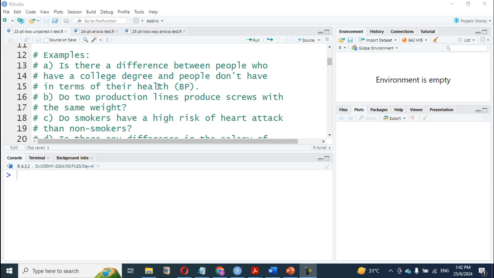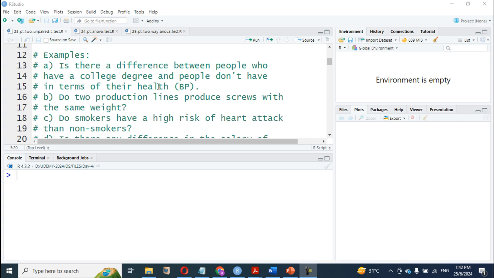Okay, so maybe you want to do another example. Maybe, do two production lines produce screws with the same weight? So we have weight now as our continuous variable, and we have production lines. We have two production lines that produce screws with the same weight. So that one automatically has two groups: production line A, production line B, in the categorical variable.